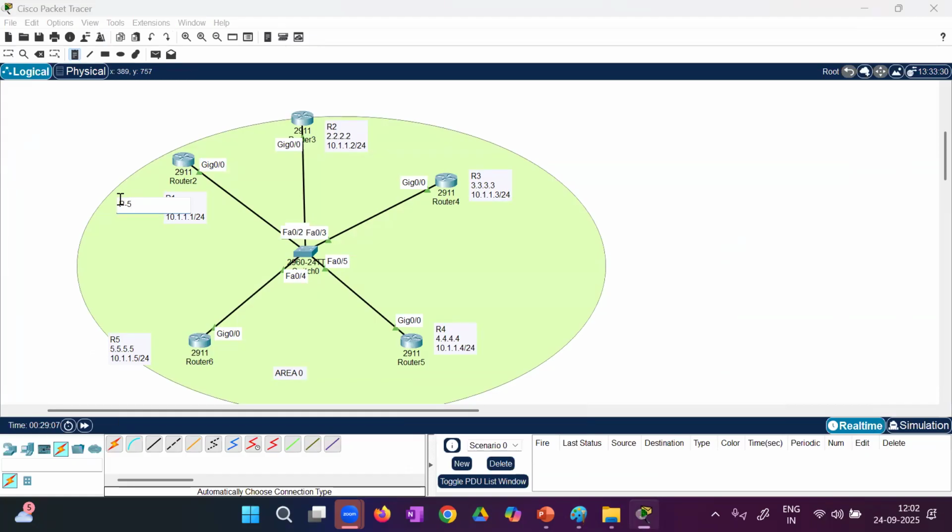It means now I want to make this router 1 the DR. At present, who is the DR? 5. Now I want to make router 1 the DR. That's why this one is the BDR, so I will give it the second highest priority number, that is 4. This one is 3. This one is 2. And by default, this is 1 only, so no need to change on this router.